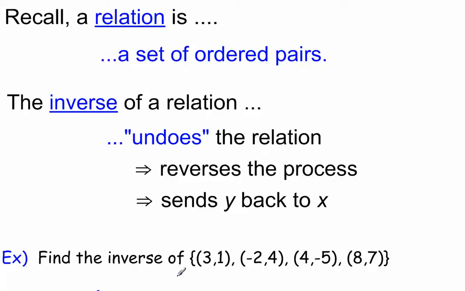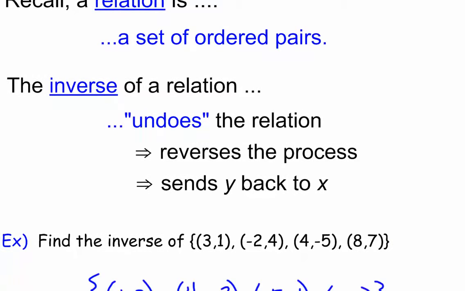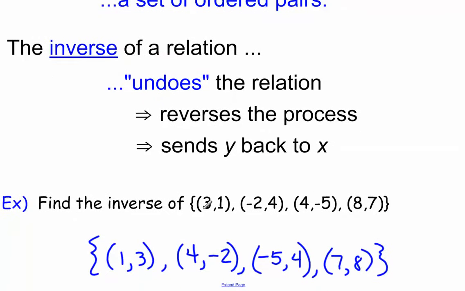So the most common way we write out relations is either as a formula or as a listing like this, a set of ordered pairs. Well, if I want to find the inverse, it's just simply reverse all of those. Instead of 3 being sent to the 1, we're going to take the 1 and send it to the 3. Same with the -2, 4. We're going to rewrite that and make it 4, -2. So really all you're doing is switching the x's and y's.